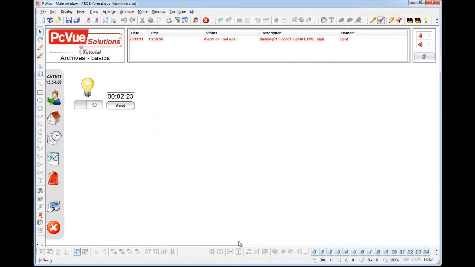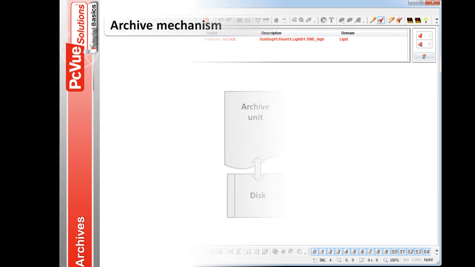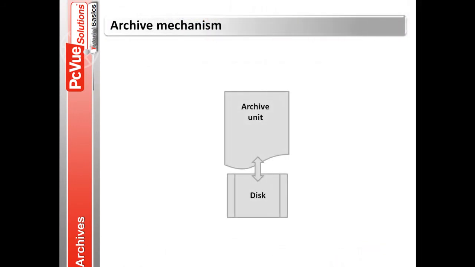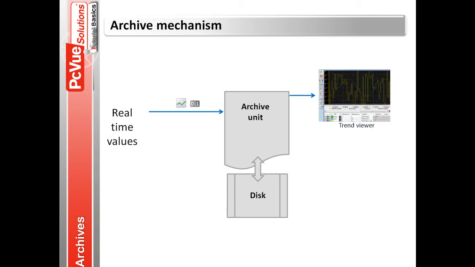PcVue records and displays the data in different manners, depending on the needs. The first step is to define how the data will be recorded. PcVue supports several data recording systems defined through archive units used to configure the way the data are recorded. As we'll see later, different types of archive units exist depending on the system used to record the data to the disk. You can record a bit or register value and display the value in a trend viewer.